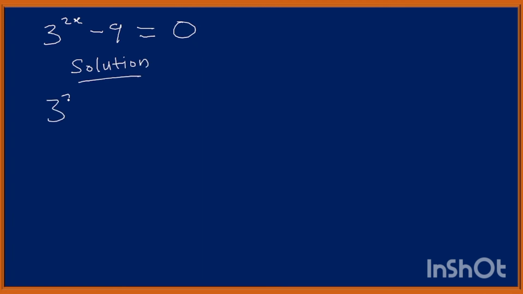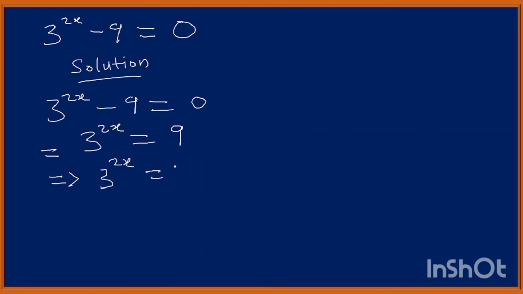So the last one is find x if 3 raised to the power 2x minus 9 is equal to 0. Solution. This should be the simplest. So this is 3 raised to the power 2x minus 9 is equal to 0. I take this guy to the right hand side. I have 3 raised to the power 2x is equal to 9. So I reduce this guy to 3 so that I can equate the powers. So this will give me 3 raised to the power 2x is equal to 3 raised to the power 2.